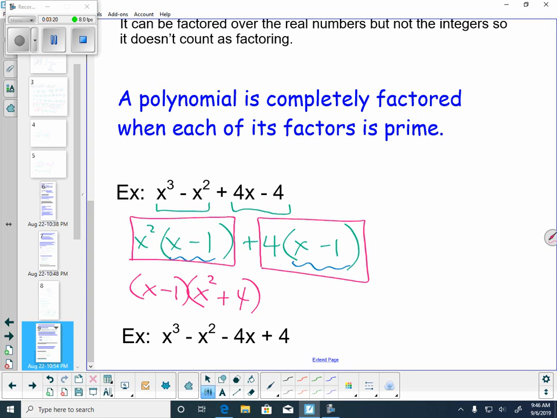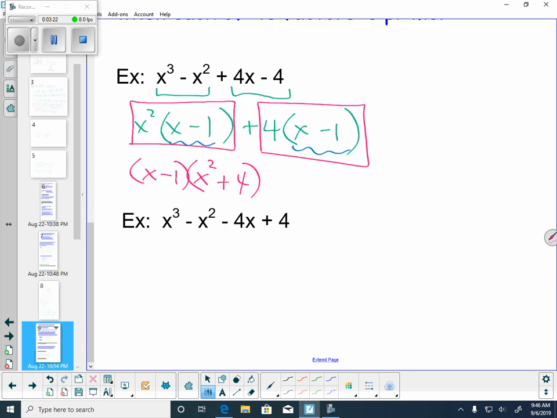All right, so go ahead and try this next one on your own. It looks like it's the same, but it's not. There's a couple signs in it.